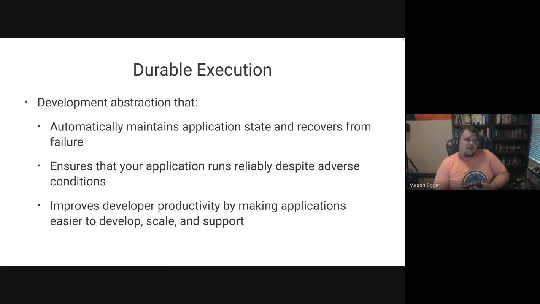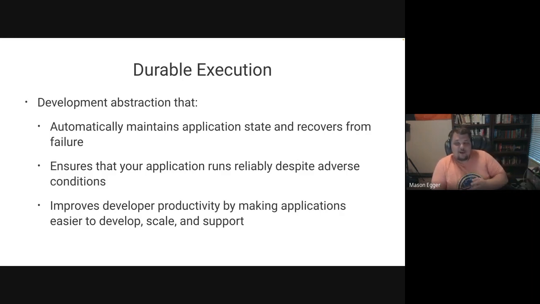So durable execution is a new development abstraction that allows us to automatically maintain application state and recover from failure. So this can handle anything from small problems, such as a slight network timeout, to major issues like a server kernel panic, or maybe US East 1 goes down. This durable execution can persist and recover after these kind of failures.